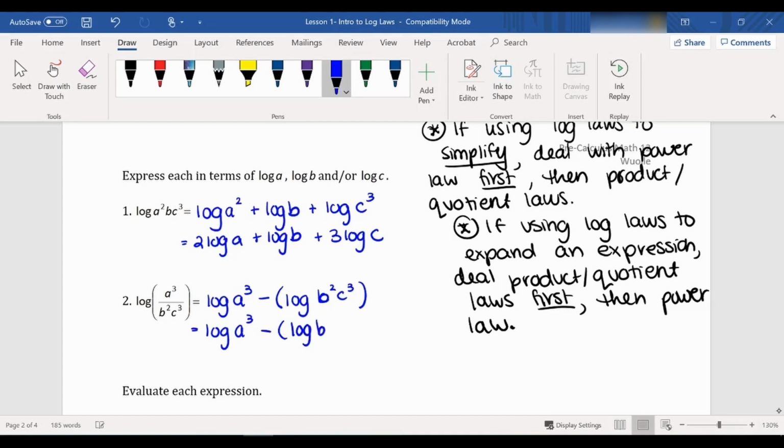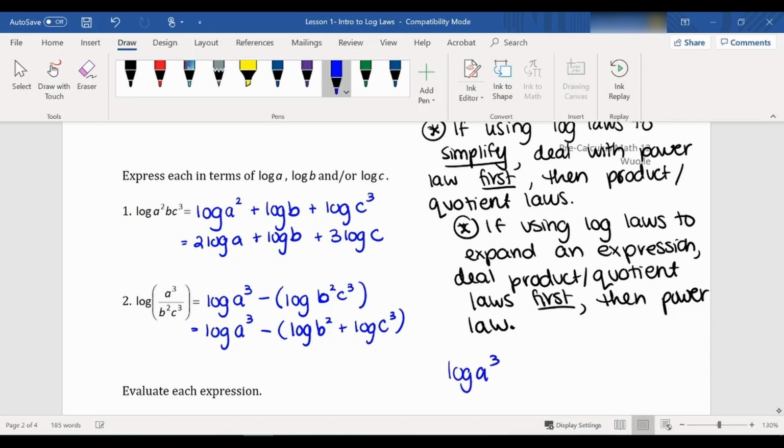So I would have log b squared plus log c cubed, because the b squared and the c cubed are multiplying with each other. But notice that the a cubed is still being divided by this whole bottom bit, which means we need to subtract that whole log b squared plus log c cubed bit. So we can't write this, again, don't write this down.